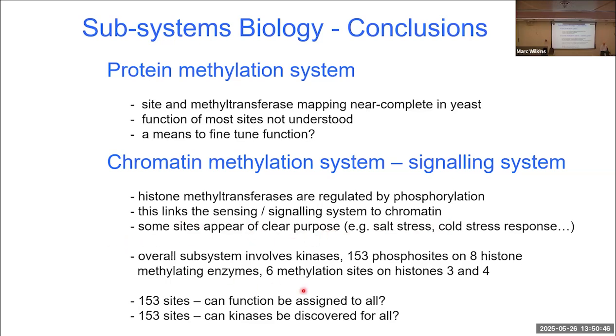And look, this is the challenge for us. Now we've got kinases. We've got 153 phosphorylation sites on 8 histone methylating enzymes, 6 methylation sites on histones. And so can we find the function associated with all the sites? Can we find the kinases? And so invite me back in another 15 years. And I'll give you the talk where hopefully that subsystem will then start to be complete.